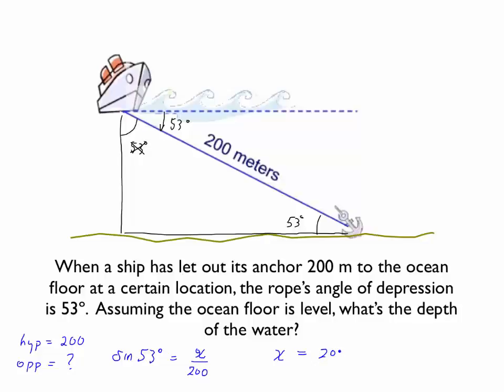x equals 200 sine 53 degrees, which equals 159.72. Units on that? 160 meters deep. Questions on that?